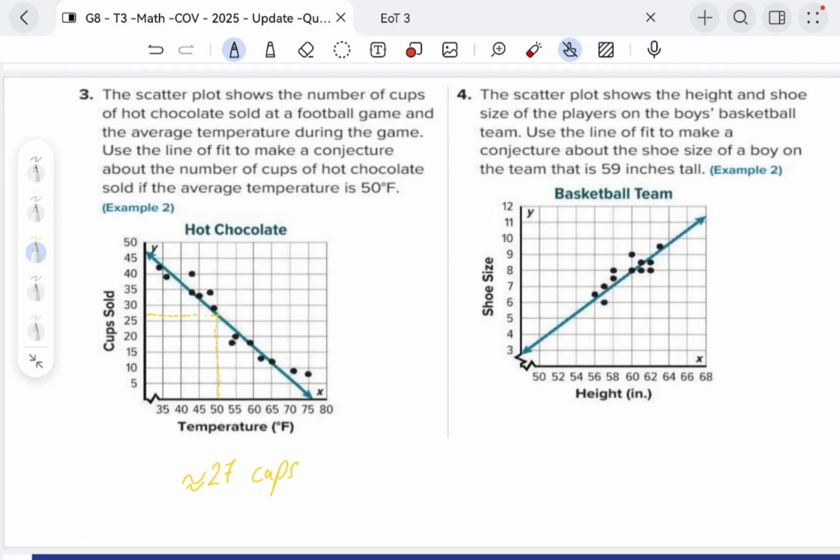Okay, now let's go for question number 4. Also, we're going to do the same. We're going to use the line of best fit to make a conjecture about the shoe size of a boy on the team that is 59 inches tall. So the height is 59. It's somewhere here. The shoe size will be between 7 and 8, so it's approximately 7.5.